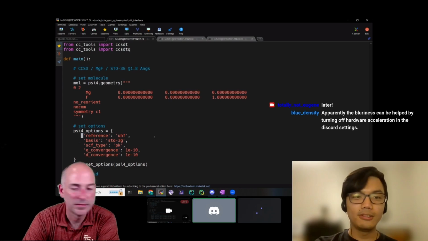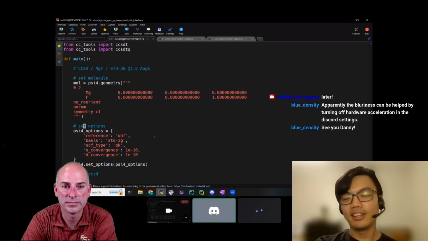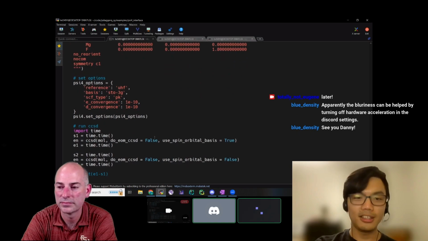Right, so now, because it's a doublet, it will not have the same number of alpha and beta electrons.